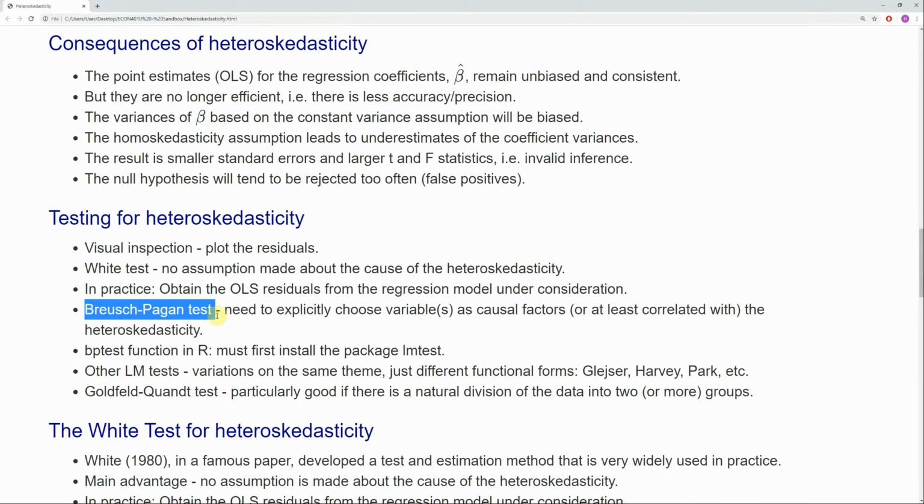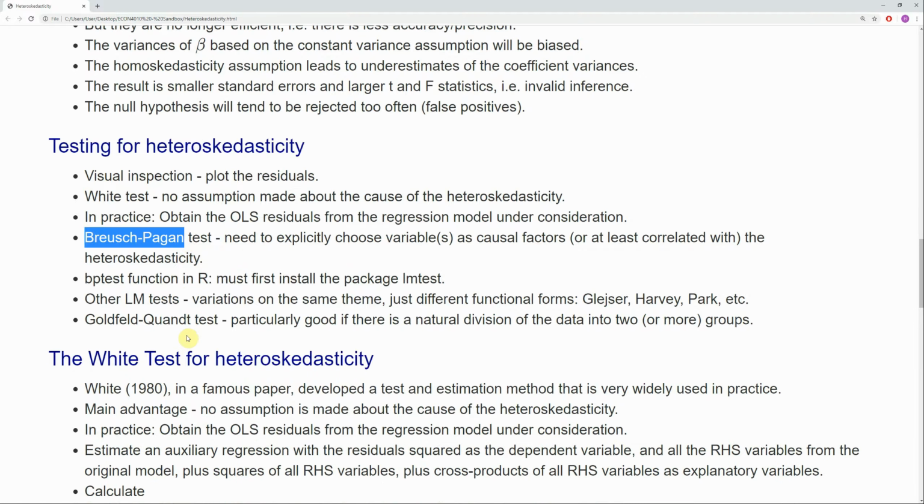And that's basically the one that we're going to use in practice. It's a subset of the White test, so a specific case of the Breusch-Pagan test is the White test. And we use the bptest function in R that is coming from the package lmtest. So make sure that you install the package lmtest, otherwise you cannot use this function.